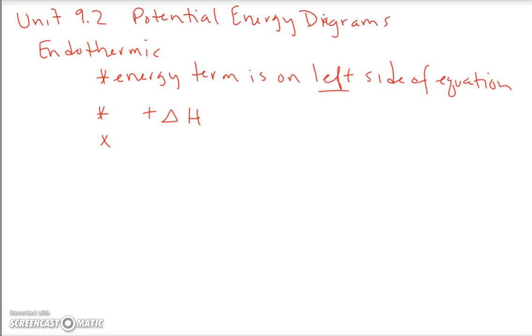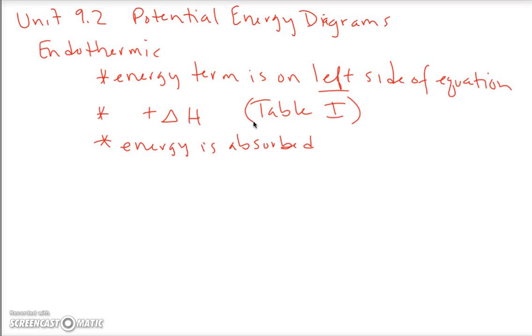If you're shown a chemical equation and the energy term is on the left side of the equation, you know it is endothermic. Alternatively, you also know it's endothermic if the delta H, or the enthalpy change, is positive. These values can be found on Table I of your reference tables. For a reaction to be endothermic means that energy is absorbed by the reactants.